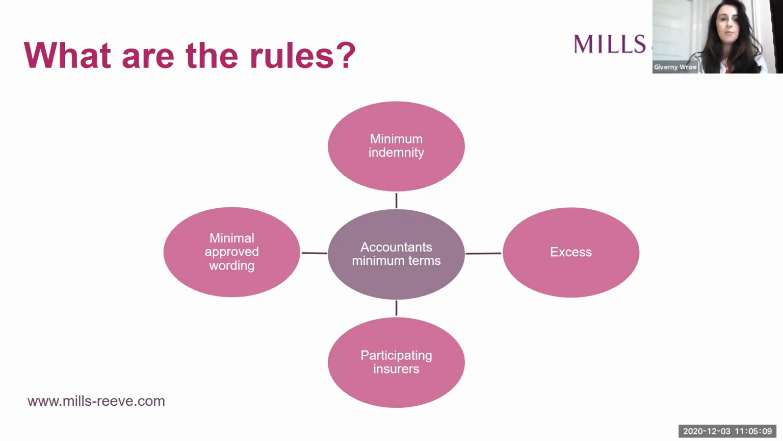So just finally, point 4 is moving on to the minimum approved wording. As I said earlier, you have this gold-plated set of minimum terms, and there's stipulated wording which insurers have to follow. The wording has to either be equal to or better than the minimum terms. So if, for example, they want to depart from the wording slightly, they have to include what's called a difference in conditions clause.